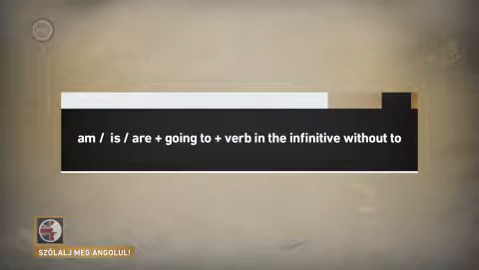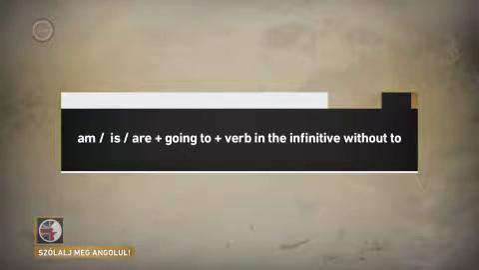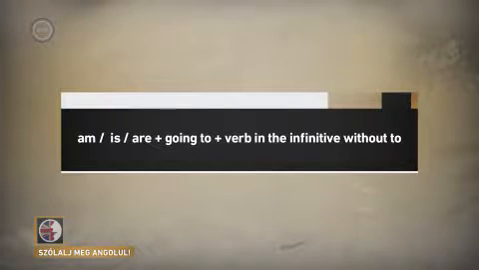Okay, great. Now, what do we need to know about the form of going to? How do we put a sentence together with going to? Well, it's quite simple, but we have to use the verb to be. We use the verb to be, am, is, are, and then we add going to, followed by a verb in the infinitive without to.